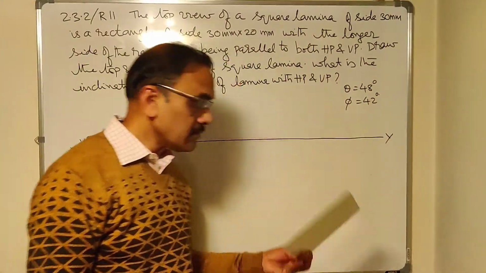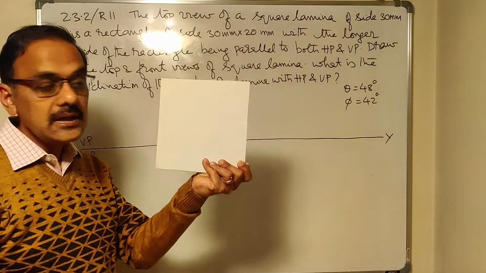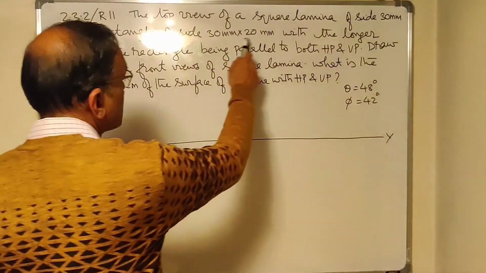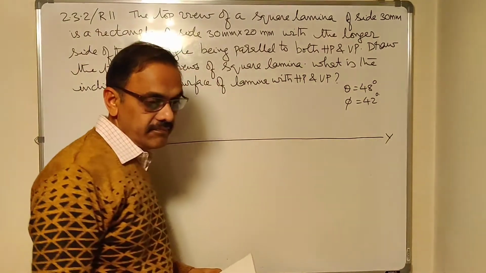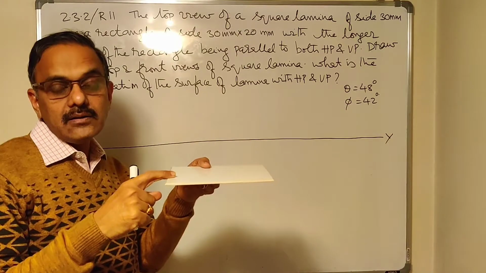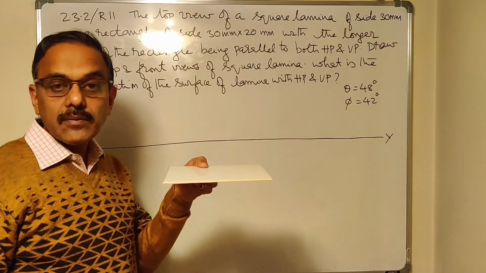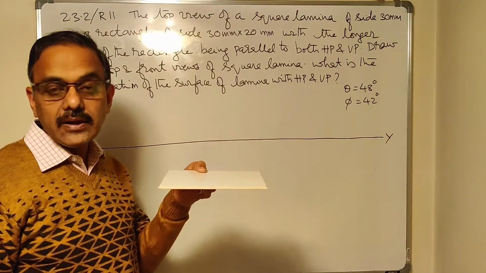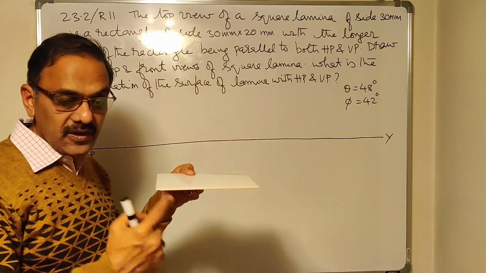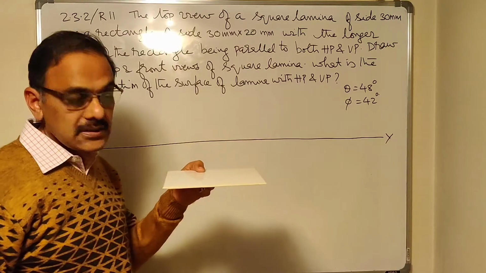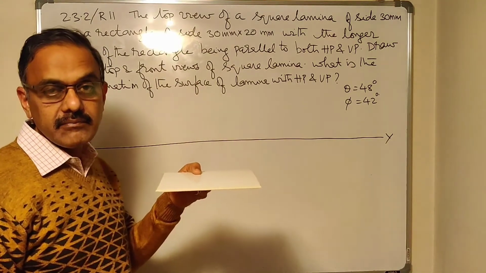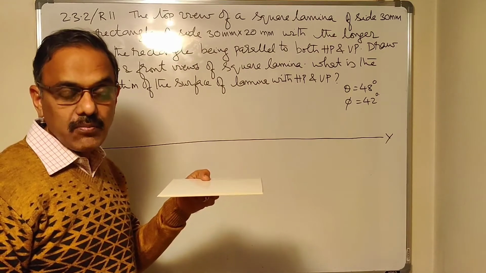This is a square lamina. The edges are 30 mm each. Is a rectangle of side 30 by 20. Actually it is a square lamina, but in the top view it appears to be a rectangle of 30 by 20. That means as you move from first step to second step, the square is being transformed into a rectangle. That is what is given in the problem.